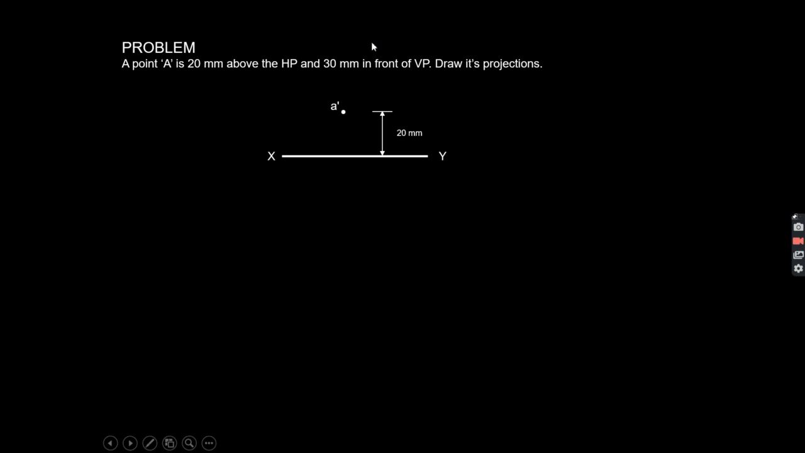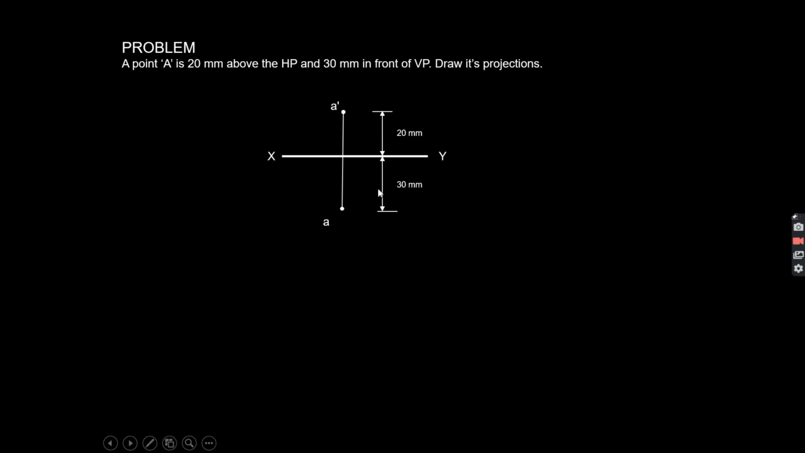Now again, it is 30 mm in front of VP, so we can see this distance when we are looking at the top. Okay, means when you are drawing the top view, the point will be, you can see the 30 mm distance, because this is top view. I will indicate the point A as the small a. Okay, and this is your projector.